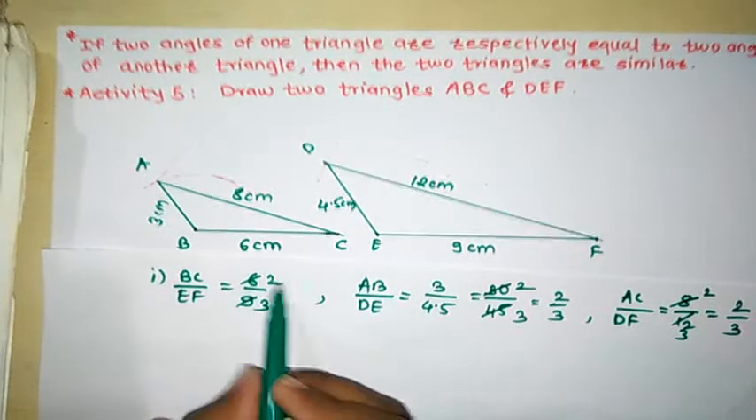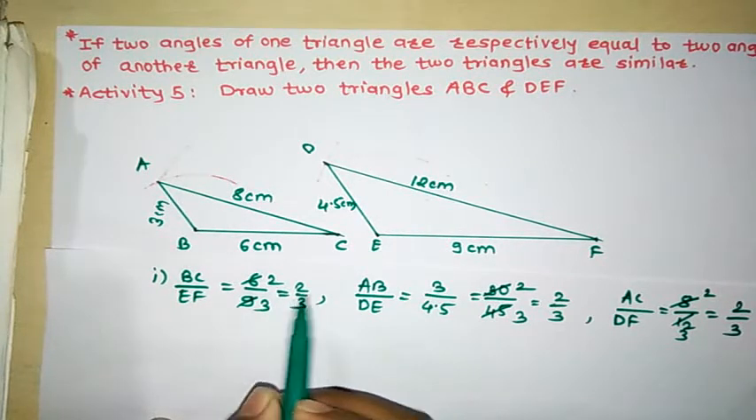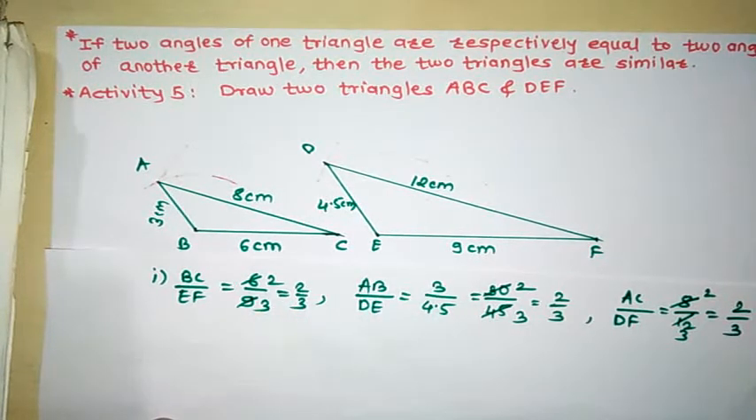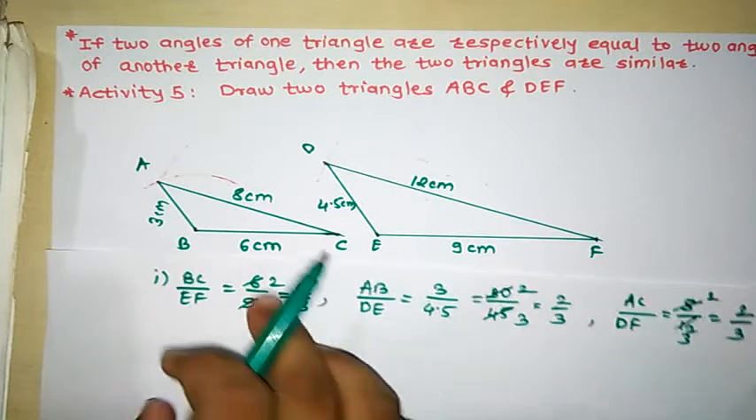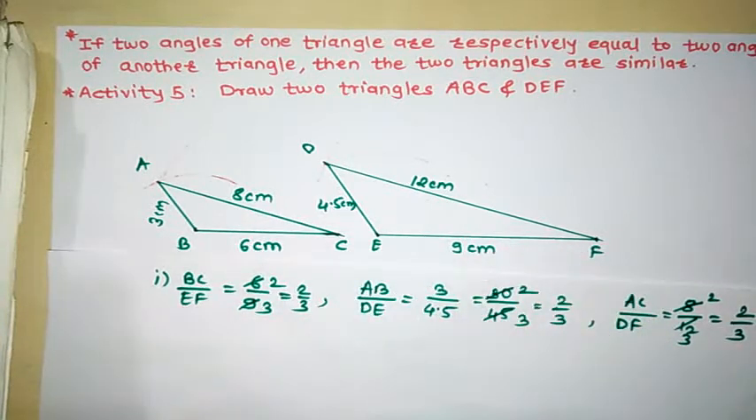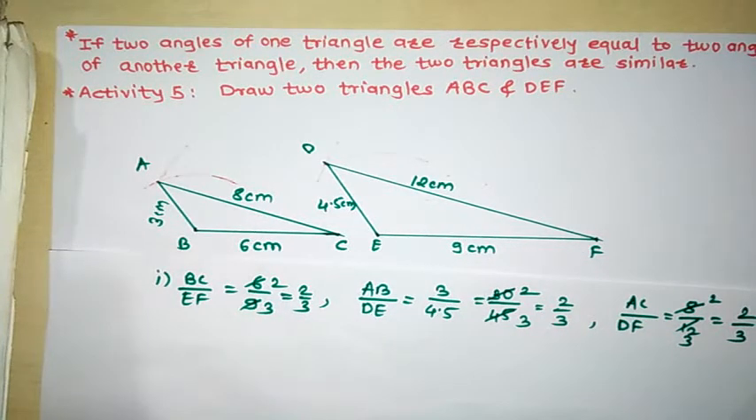What value did you get for each ratio? 2 by 3. Means the ratios of all the sides are equal here. We have drawn the triangles with equal ratios of each side, and accordingly what did we get? The value 2 by 3. The value of all the ratios is the same.